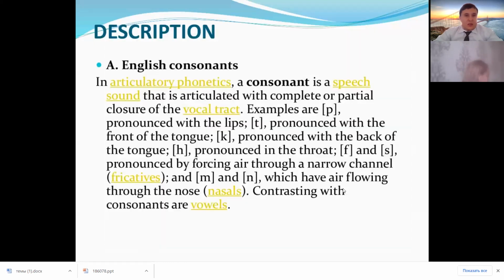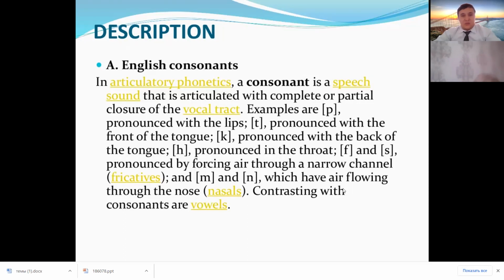Okay, the next one. English consonants. In articulatory phonetics, a consonant is a speech sound that is articulated with complete or partial closure of the vocal tract. For example, P is pronounced with the lips, T with the front of the tongue, K with the back of the tongue, H with the throat. F and S are pronounced by forcing air through a narrow channel, which we call fricatives, and M and N have air flowing through the nose, which we call nasals.